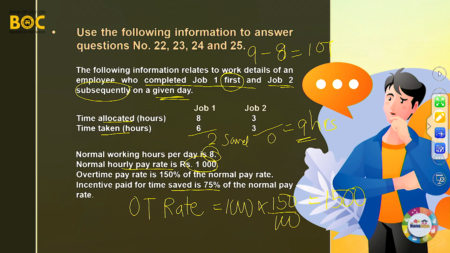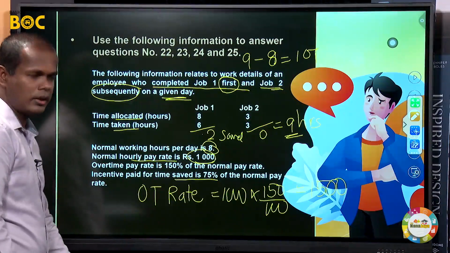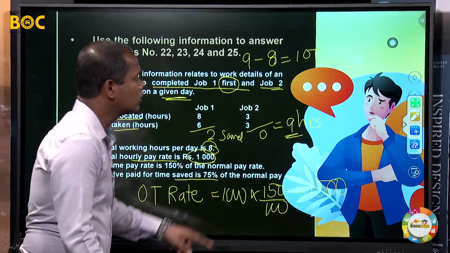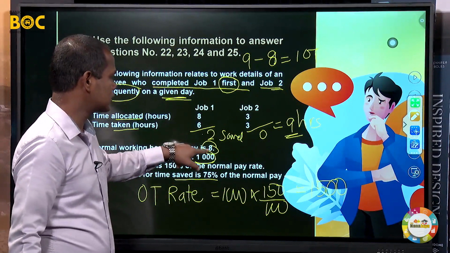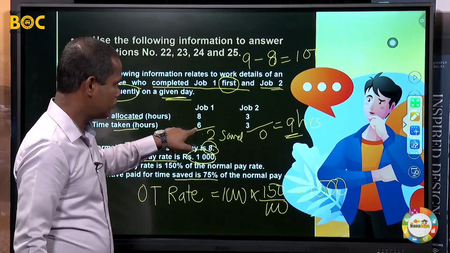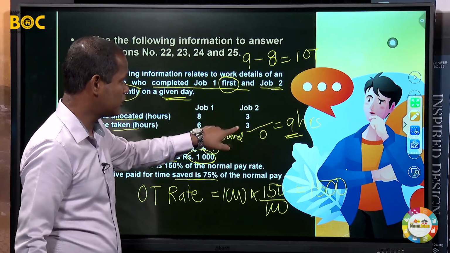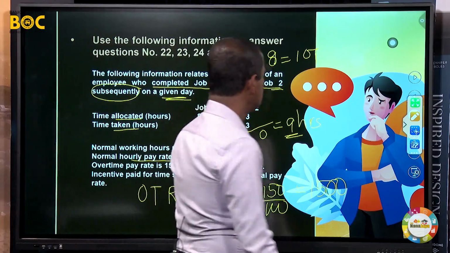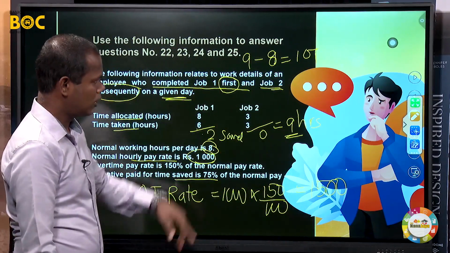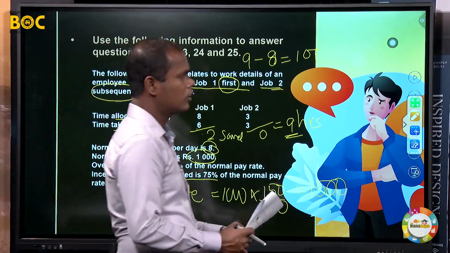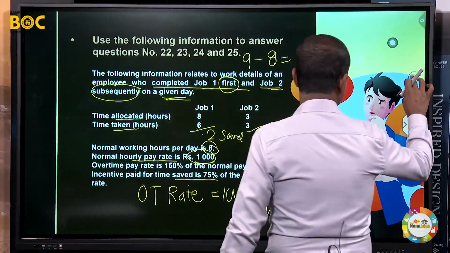Those are the details. How many hours has he saved? 2 hours. How many overtime hours? 1 hour of overtime. Why? For the day he has to work 8 hours only, but 6 hours for the first job plus 3 hours for the second job is altogether 9 hours, 8 normal hours and an extra 1 hour of overtime. We will go to the requirements.